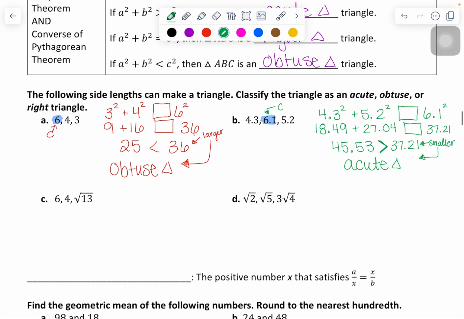C squared smaller, acute. C squared bigger, obtuse. C squared equal, right.